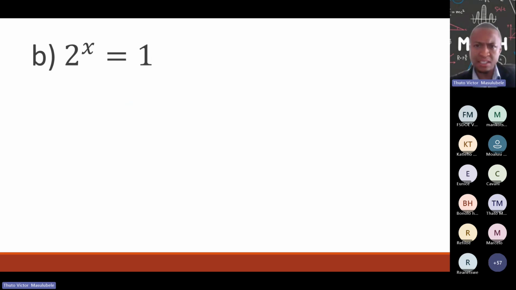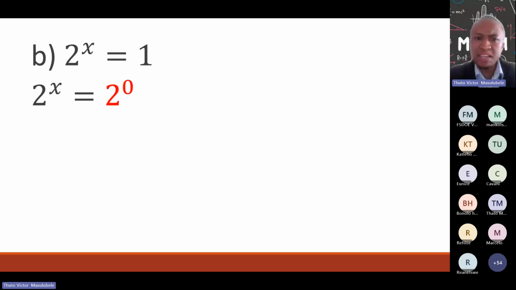Now, here's a second equation, grade 8 learners, a second exponential equation that we are required to solve. Now, remember, you need to get the bases on both sides of the equation to be equal. Now, realize that on the right-hand side of the equation, we have 1. So how can we express 1? 1 can be expressed as 2 to the power of 0.